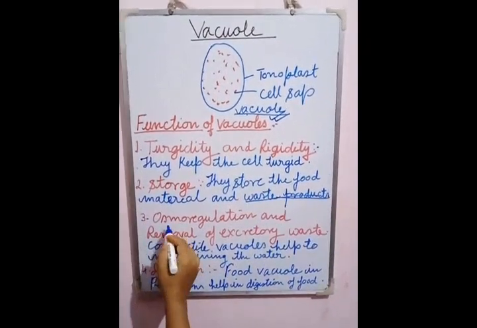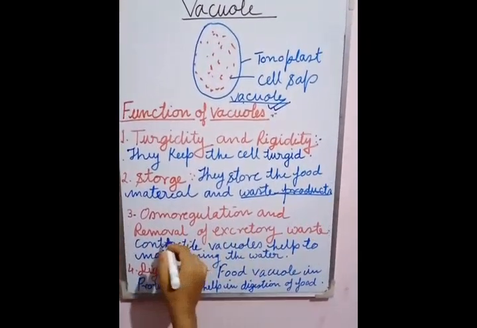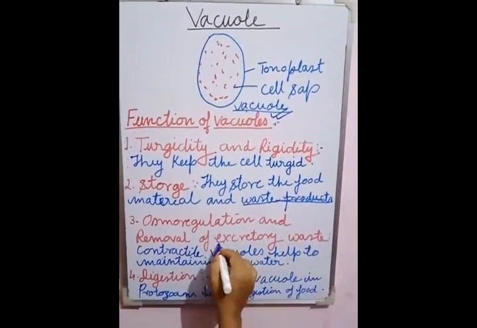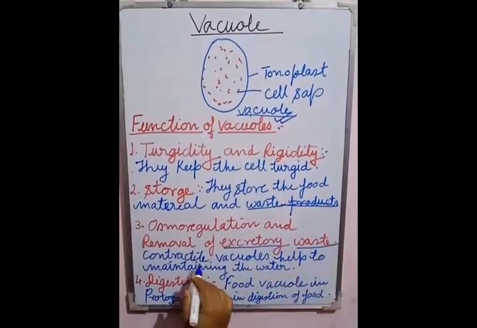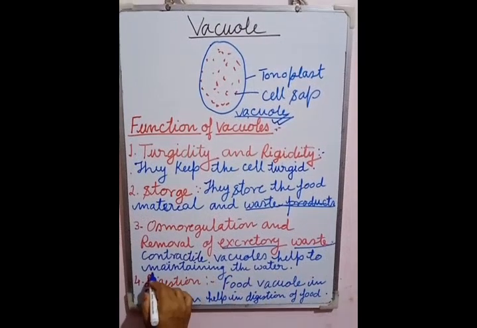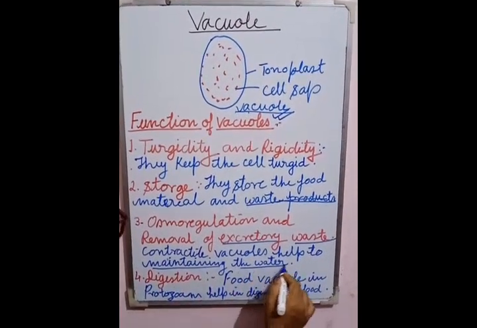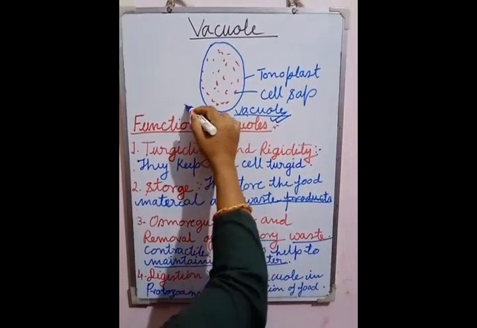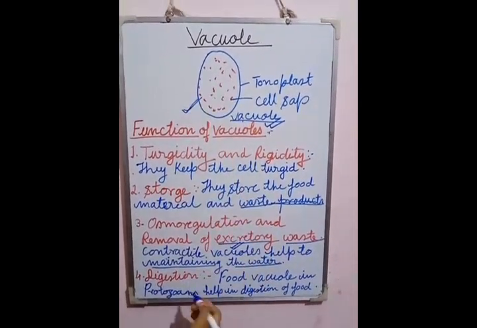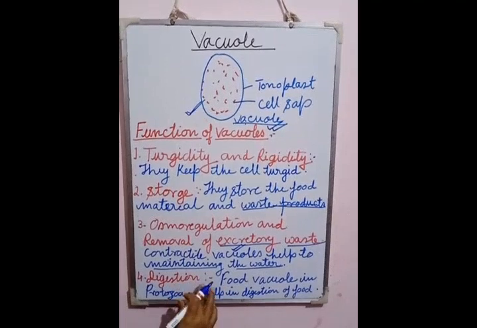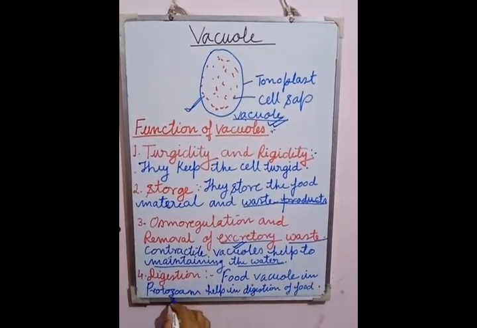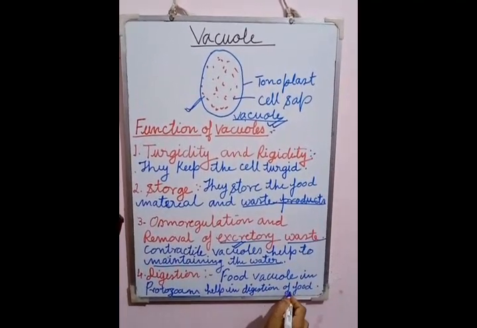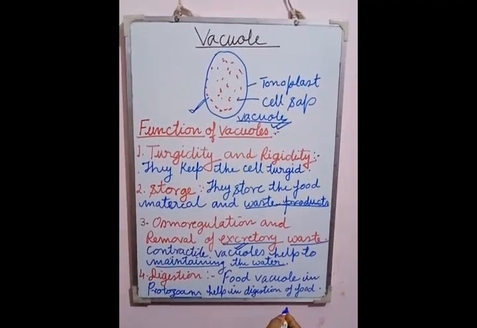Now the third point is the osmoregulation and removal of the excretory waste. Contractile vacuoles help in maintaining the water balance, and contractile vacuole is a form of the vacuoles. Now the next function is the digestion. Food vacuoles in the protozoa help in the digestion of the food.